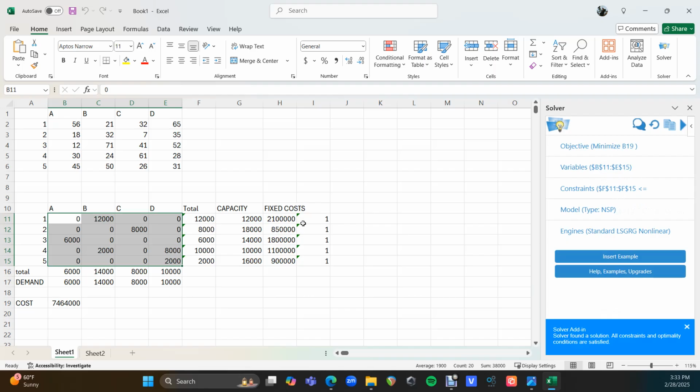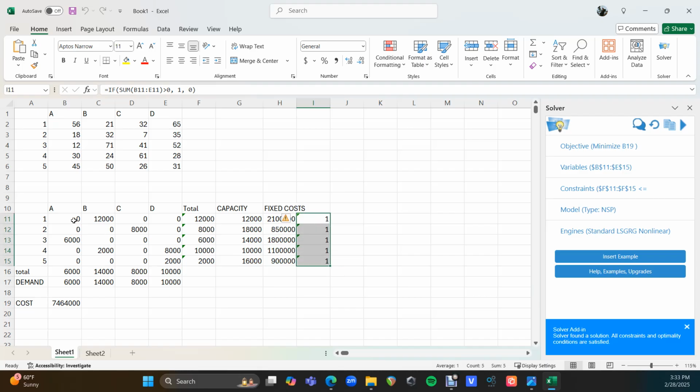Okay, so let's look at the ones and zeros first. There are all ones here. What that's telling us is don't close down any of the plants. I don't know if that's intended to be the answer. I don't think you're supposed to keep them all open, but that's what my solver is giving me, so I'm going with that.